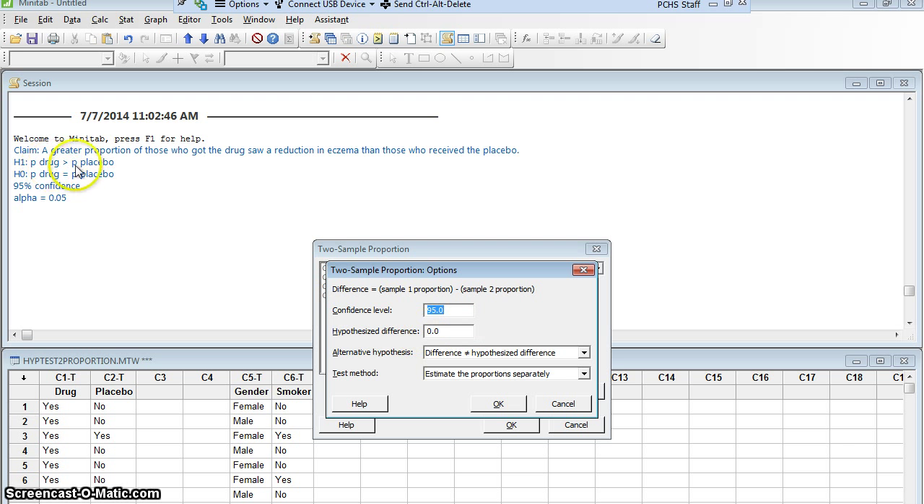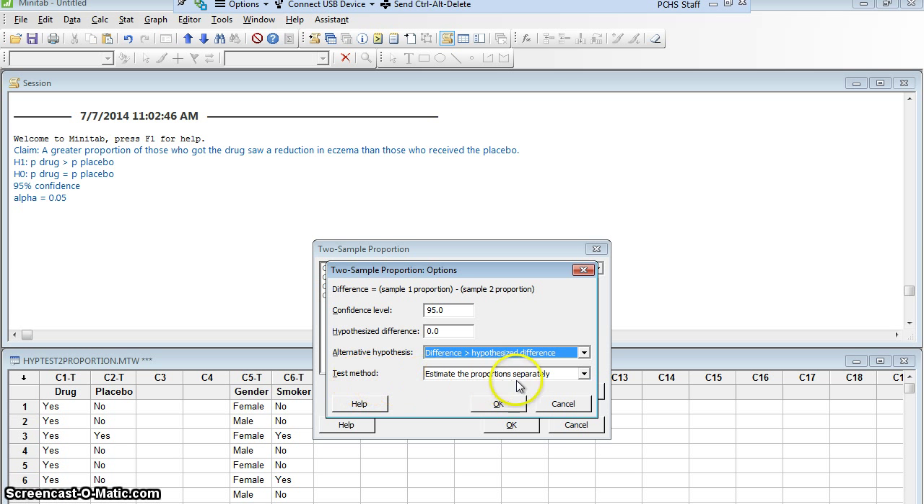I didn't say that I expected the proportion to be greater by 0.3, which would be 30%. I just said, are they equal or is one greater? So I'm really saying, is there a difference of 0 or is there more than 0? So I'm going to leave that difference at 0. And my alternative was a greater than statement. So I'm going to look at greater than.